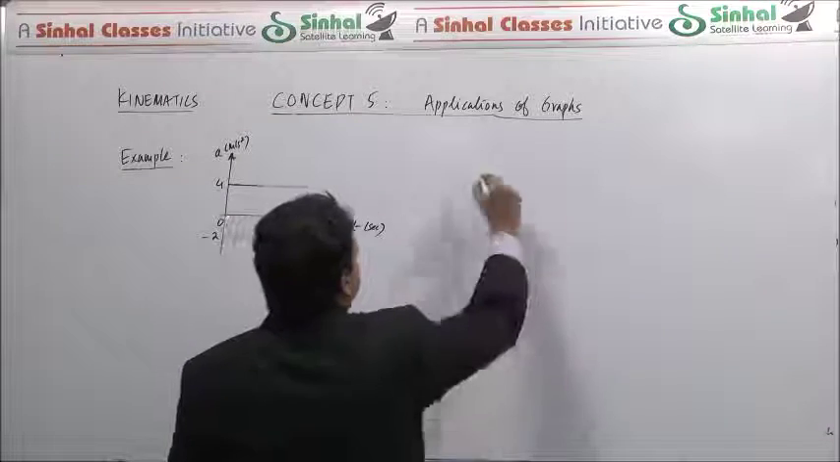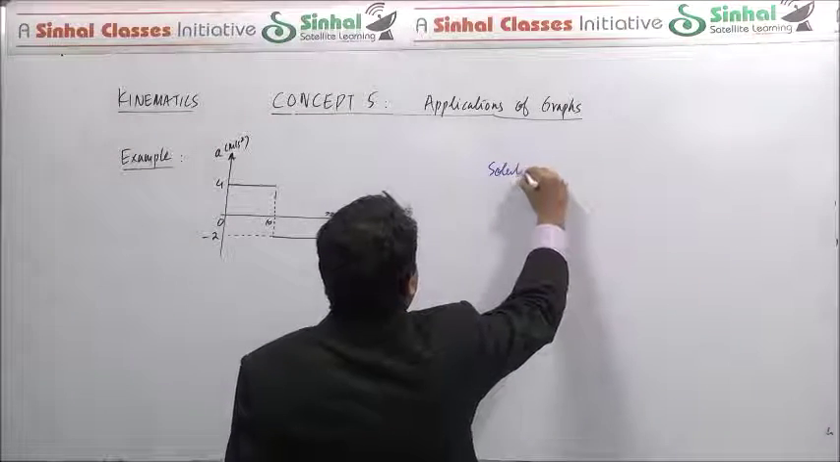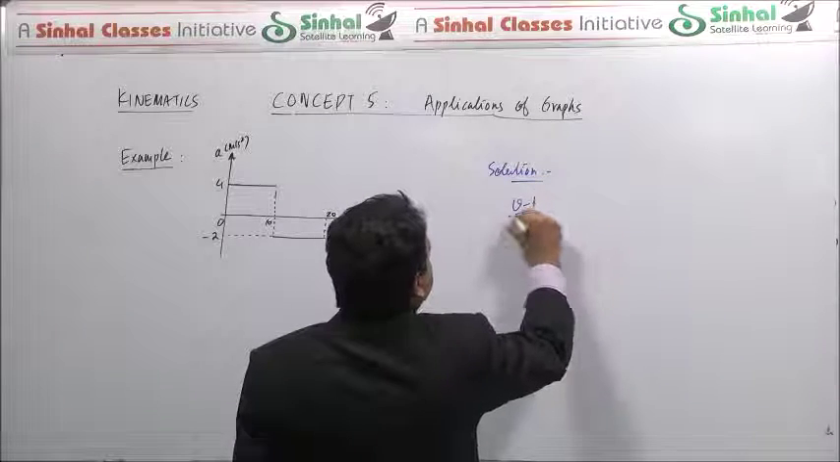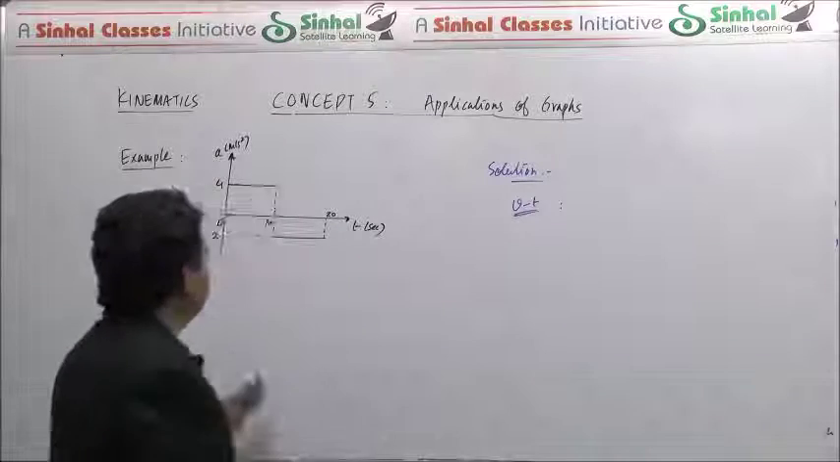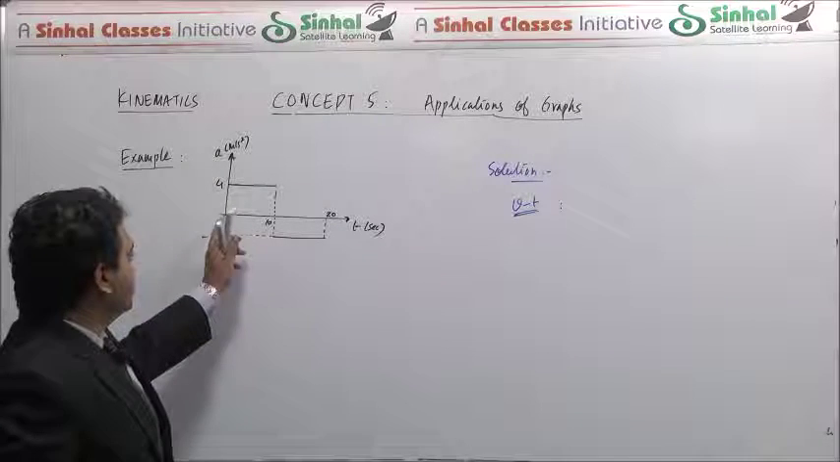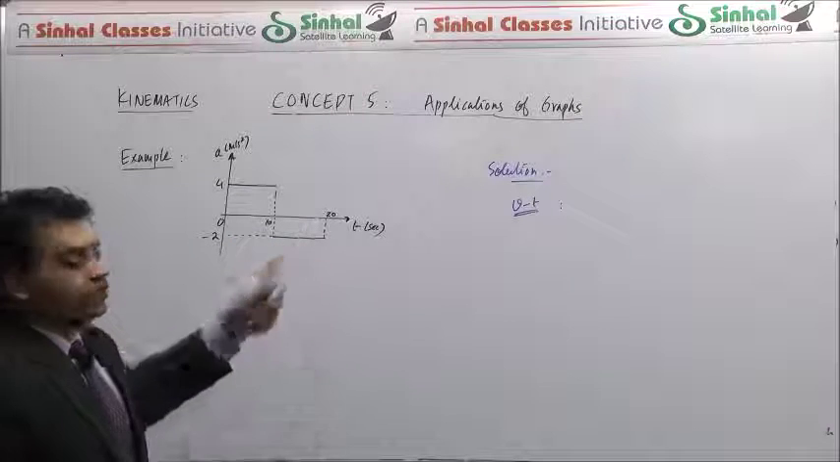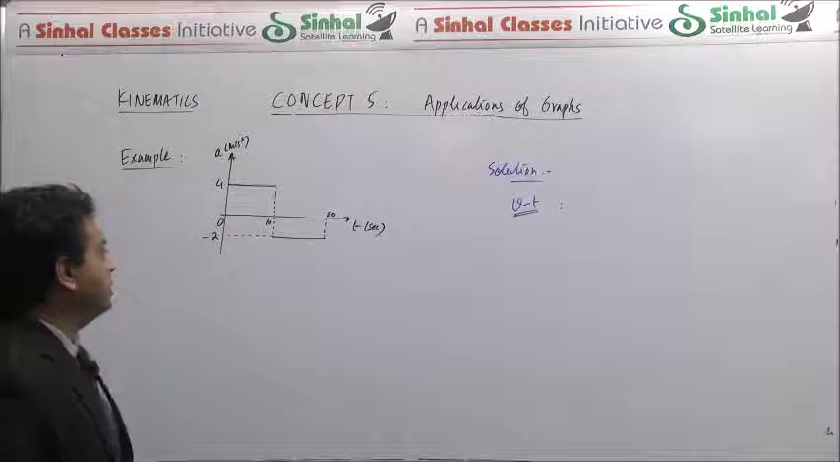So the solution. Now, v versus time, let's see. We have to divide the motion up into two parts, because from 0 to 10 seconds you can see it's a uniform acceleration, and from 10 to 20 it's a uniform acceleration again, but that is a negative quantity.